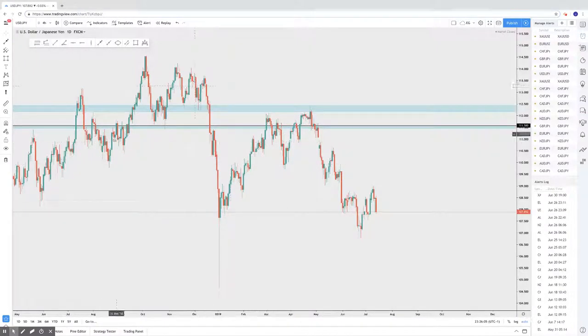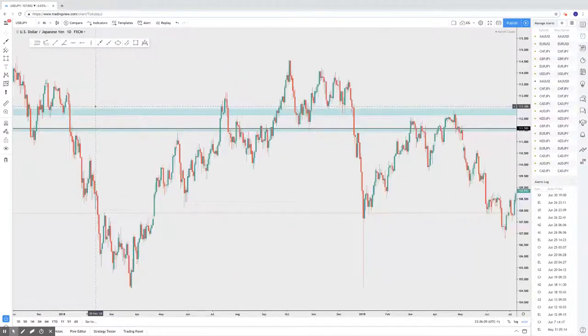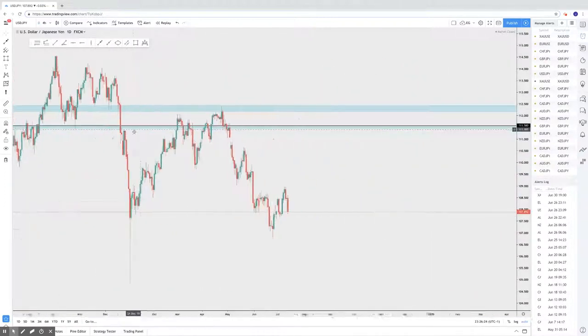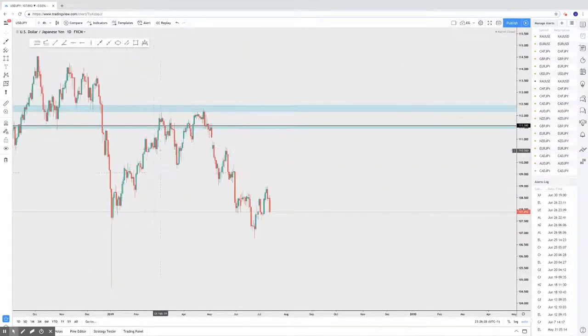We can see back in August 2018, July 2018, so about a year ago actually, it did test this zone and was unable to break it. And as we go back in time, of course, we can see other areas as well. And these zones tend to be very strong on the daily. The higher the time frame, the stronger your zones are going to be.